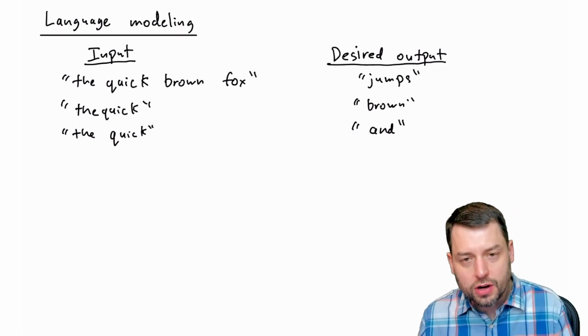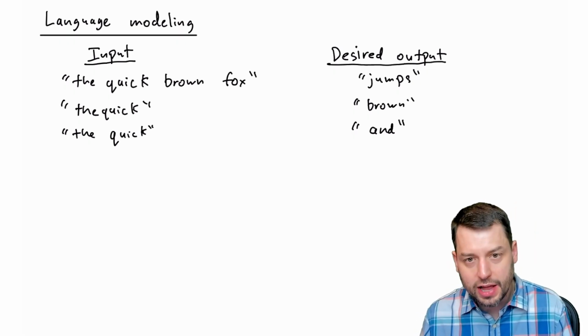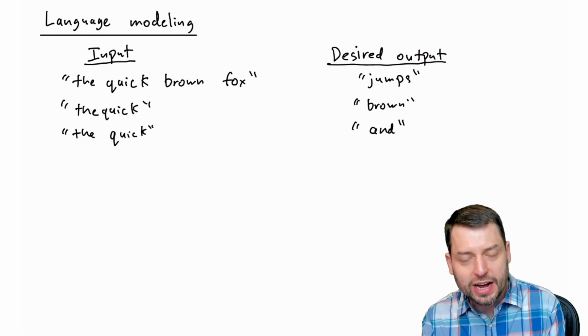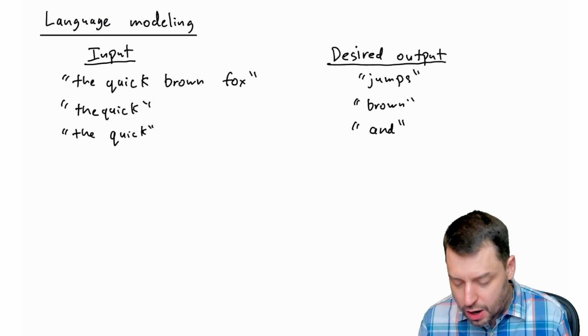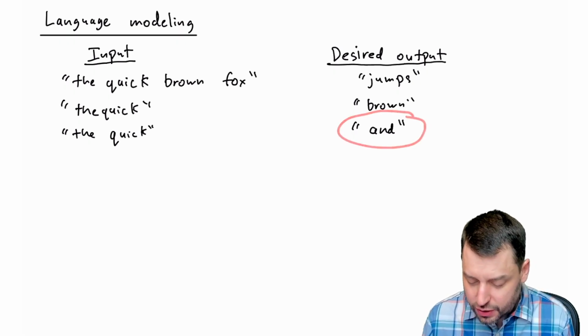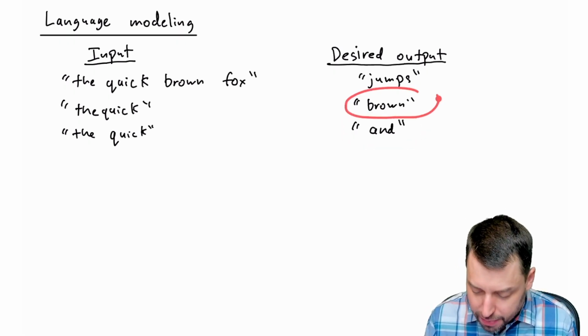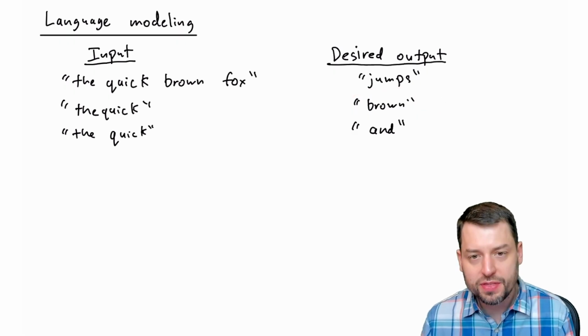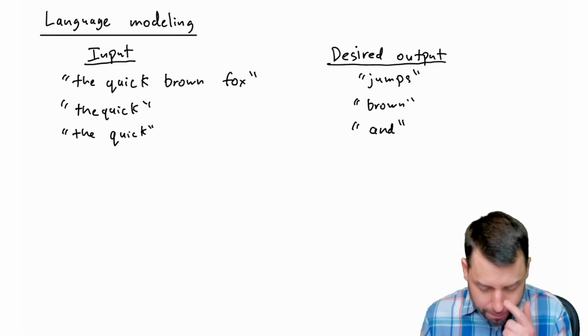Now, we are going to talk about a classification task here. So just like before, the predicted outputs of the model are going to be probabilities that give an indication over what is the next word. What's the probability the next word is and, what's the probability the next word is brown, etc. But this is sort of how we set up our task.